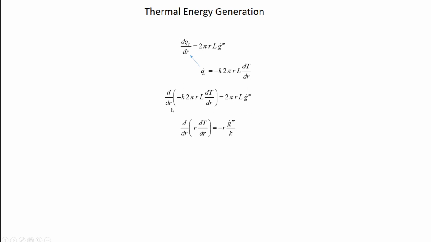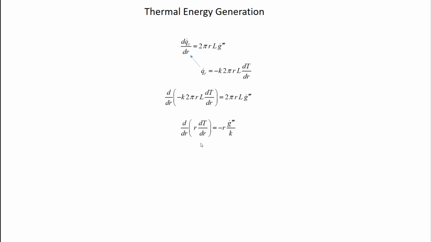I'll just divide through by everything that's constant in the highest order derivative. So here's the highest order derivative. I'm going to divide through by minus K 2 pi, not R, because R is not a constant, and L, right? So I divide both sides through by minus 2K pi L, and I get this ODE right here. So here's my ODE for temperature. It's a second order ODE.